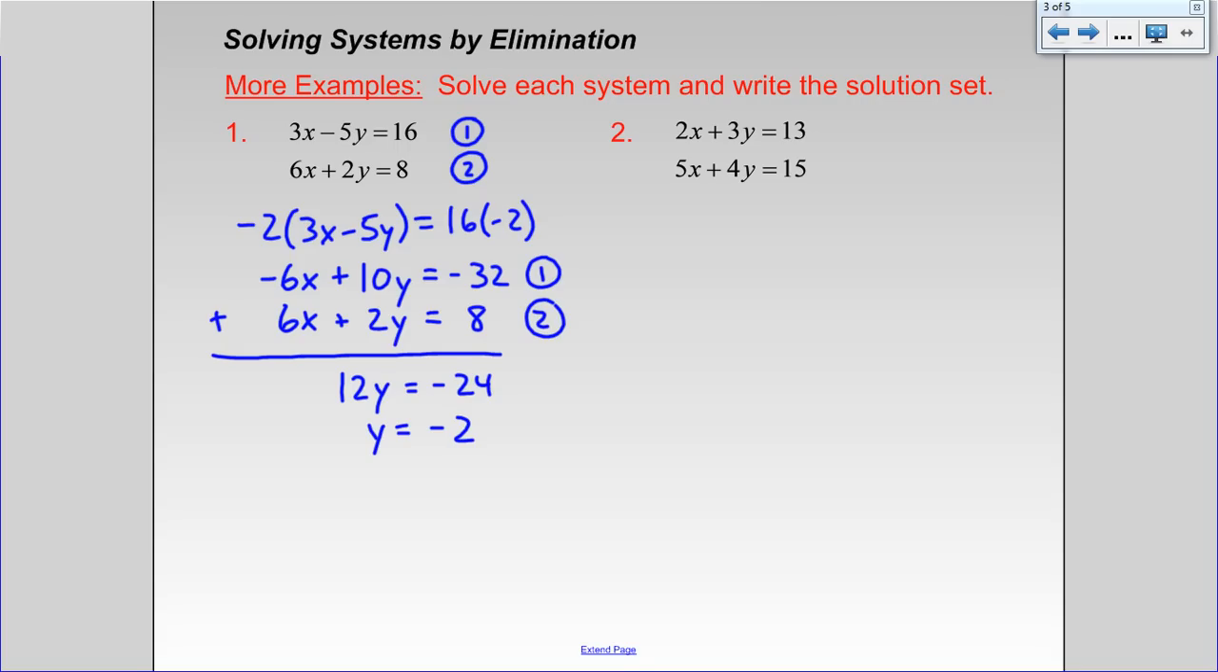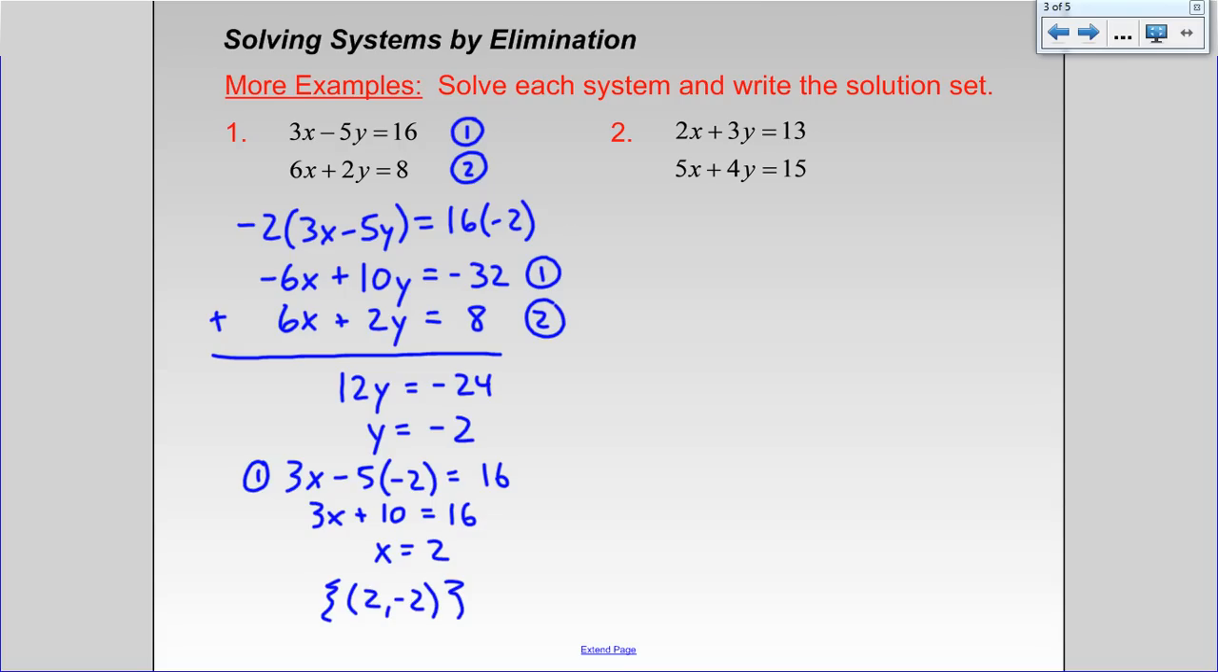We can now substitute back into either of our original two equations in order to find x. Let's use equation 1 this time. 3x minus 5 times negative 2 equals 16, or 3x plus 10 equals 16. We can isolate our variable by subtracting 10 on both sides and then dividing by 3 on both sides to obtain x equals 2. This means that once again, our solution set will contain one point, the point 2, negative 2.